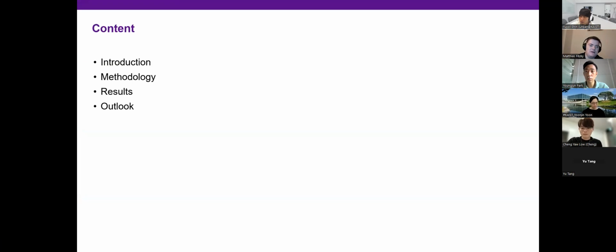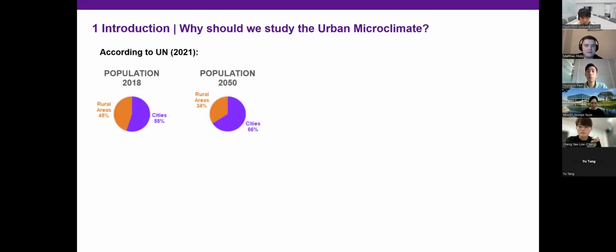So to start off, a quick overview of the content I'm going to present. First, an introduction to the topic, then the method which we are applying, then some preliminary results. This is an ongoing research project, so results are not yet finished. Then also an outlook on what we plan to do with the current research output.